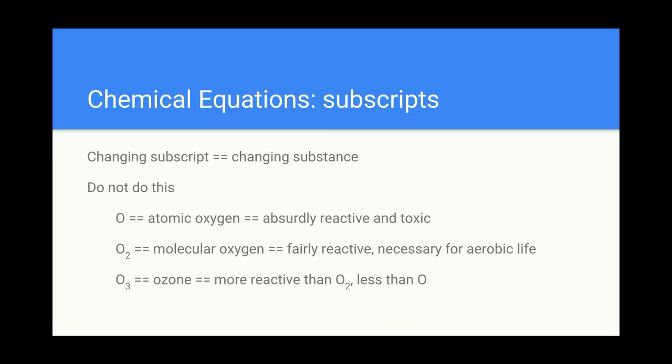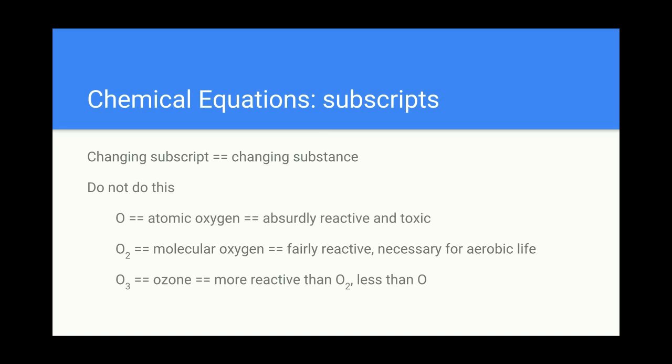So the invisible 1 means we're looking at atomic oxygen, an absurdly reactive and toxic substance. O2 is molecular oxygen. That's the oxygen of the atmosphere. It's very reactive, actually, that it's necessary for life as we know it. Then O3, a minor component of the upper atmosphere, ozone. It's more reactive than molecular oxygen, less reactive than atomic oxygen, and it absorbs ultraviolet radiation.